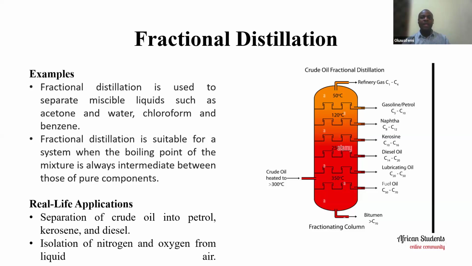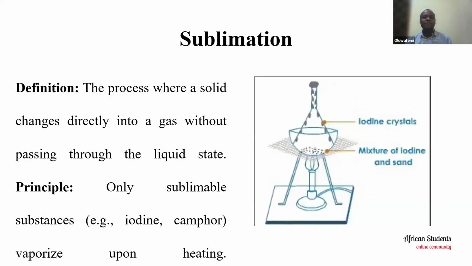Okay. All right, now, let's move along and talk about sublimation. Sublimation is another separation technique that is also very important. Sublimation is defined as the process where a solid changes directly into a gas without passing through the liquid state. How many of us have seen examples of such before? Whereby a substance just changes from solid into a gas without going through the liquid state. If you have seen any, put it in the comment section for me.